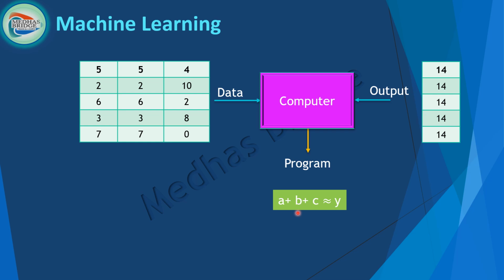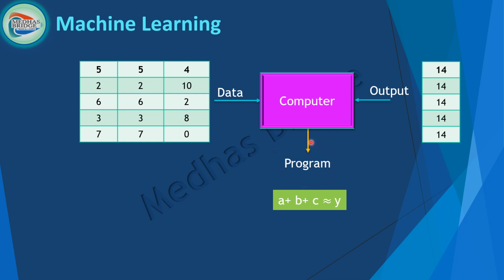Let's say it produces something like this: a plus b plus c is equal to y. So 5 plus 5 plus 4, how much? 5 plus 5 is 10, plus 4 is 14. So you got a 14. 2 plus 2 is 4, 4 plus 10, you're right, that's also 14. 6 plus 6, yeah, 12 plus 2 is 14. So I got a 14. So it establishes the relationship and then produces some kind of generalization equation: a plus b plus c equal to y, right? So now this is called a program or a model.